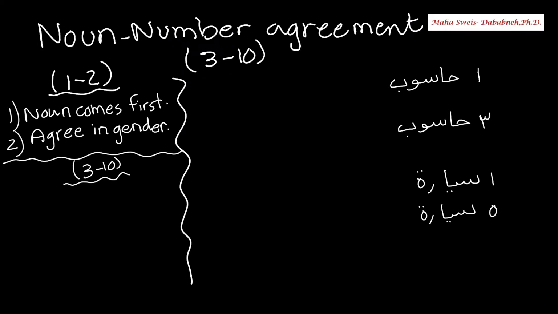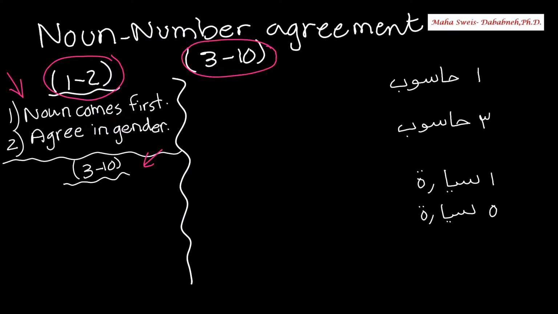In this video, I will continue introducing noun number agreement. Last time, I did 1 and 2. In this video, I will cover 3 to 10. I will write down the rules here as we did for 1 and 2 previously, just really quick, to remind you of the rules.